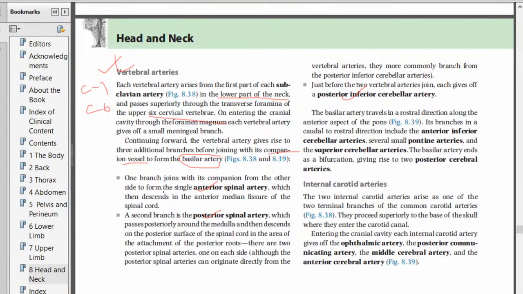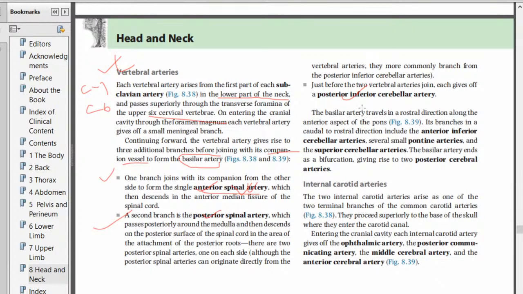When joined with the companion from the other side, it forms a single artery on the anterior surface of the spinal cord. The anterior spinal artery descends downward and supplies the spinal cord. Therefore, it is called the anterior spinal artery. The second branch is the posterior spinal artery, which passes posteriorly around the medulla oblongata and then descends on the posterior surface of the spinal cord. So the vertebral artery gives branches to both the anterior spinal artery and the posterior spinal artery.